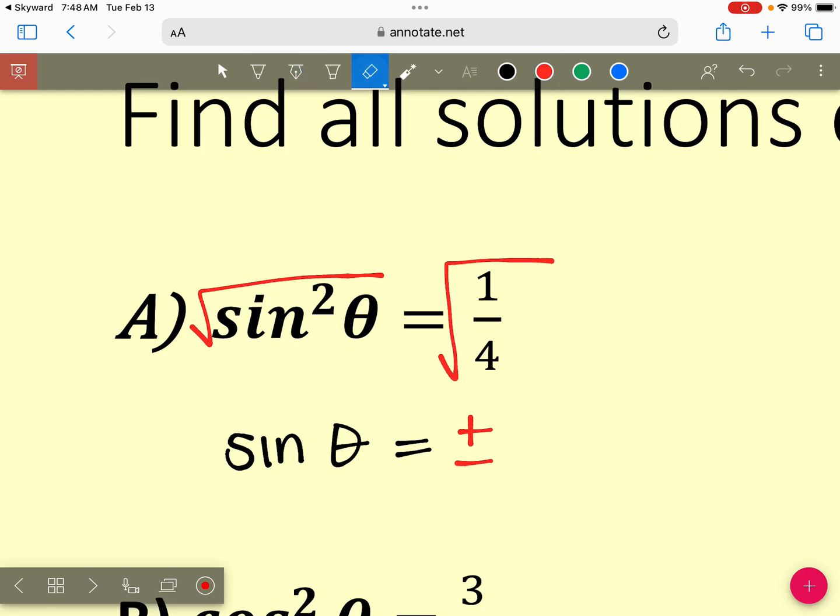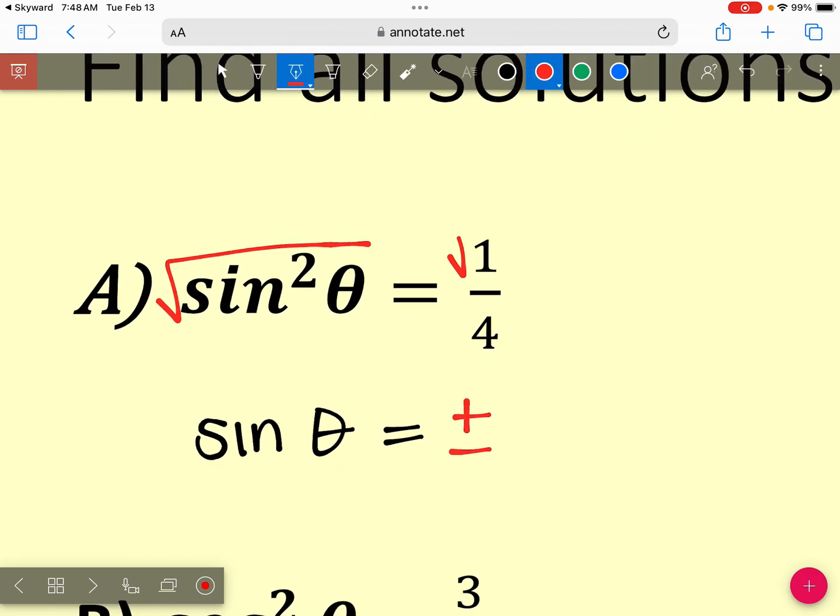So when you square root a fraction, you square root top and bottom. What is the square root of 1? 1. What's the square root of 4? 2. So there's actually 4 answers. Well, we're not finished yet. So we have the sine of theta equals plus and minus 1/2.